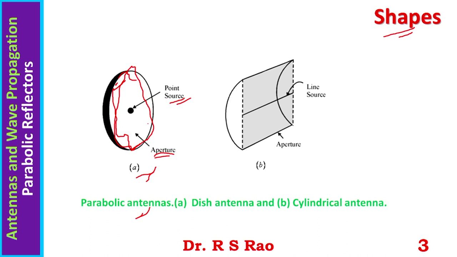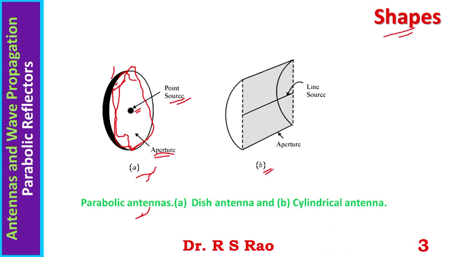So basically there are two parts in this structure. One is a reflector, whose shape is derived from the curve parabola, and the other is a source. The reflector is passive, whereas the source is active. The purpose of the reflector is to prevent the signal from moving in unwanted directions and also to direct the signal which is moving in unwanted directions into wanted directions. Two things it is able to serve.